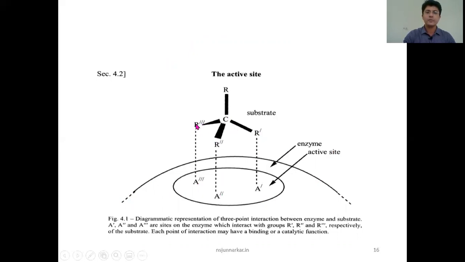Reacting groups must bind to the catalytic site, whereas these are the binding sites within the active site where the binding groups are occupied. Likewise, the active site of the enzyme will contain the binding site for the binding groups and catalytic sites for the binding of reacting groups of the substrate.